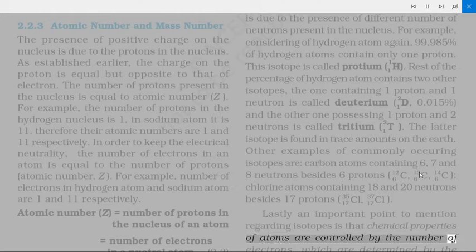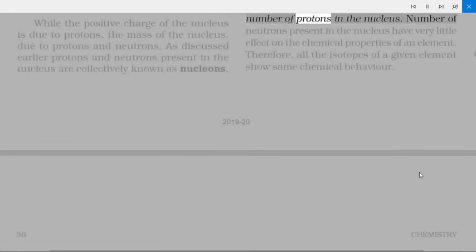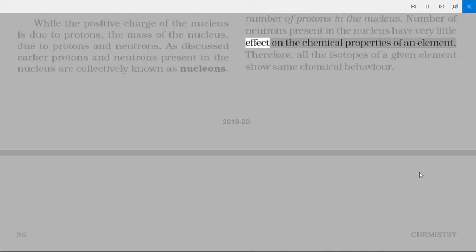Lastly, an important point to mention regarding isotopes is that chemical properties of atoms are controlled by the number of electrons, which are determined by the number of protons in the nucleus. The number of neutrons present in the nucleus has very little effect on the chemical properties of an element. Therefore, all the isotopes of a given element show the same chemical behavior.